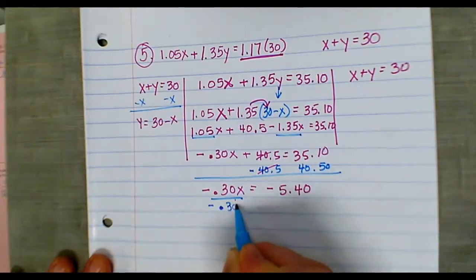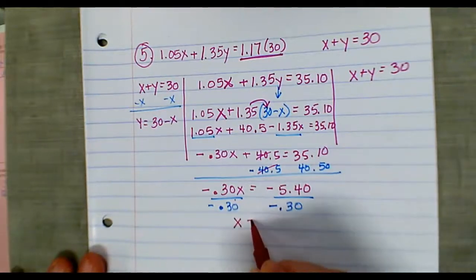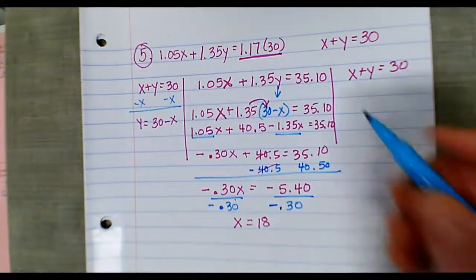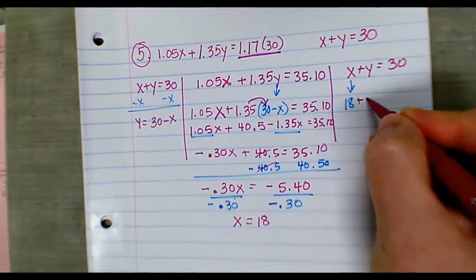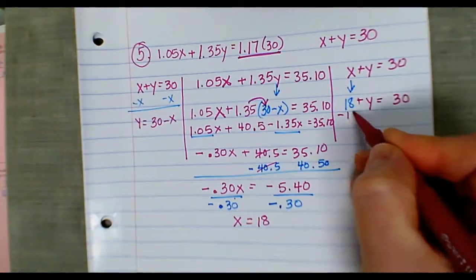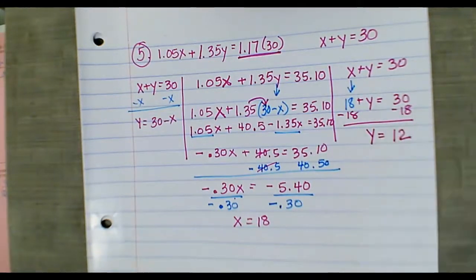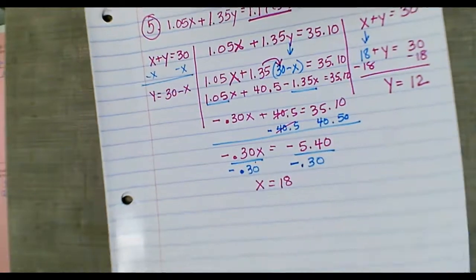Divide both sides by negative 30, and you find x. In place of x, you are going to substitute 18. Subtract 18 from both sides, and get y.